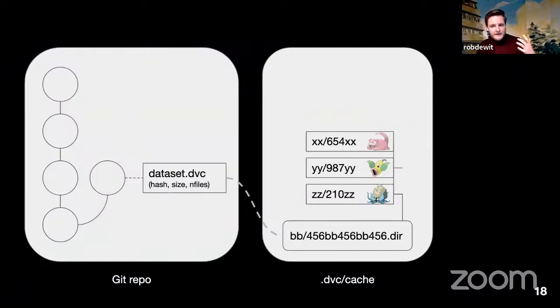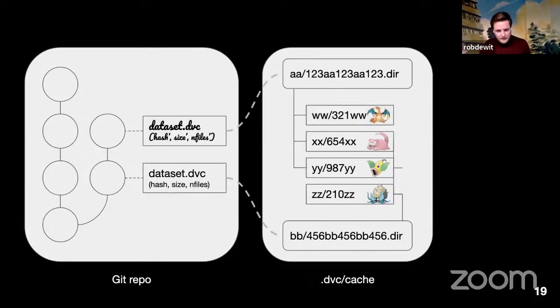So the DVC cache is something that DVC creates. What it does is it structures the image files in there in a certain manner so that DVC can retrieve those image files or any other files that you may have as you need them. So for example, here we have a data set dot DVC, and it points towards this point in the DVC cache, and DVC knows how to resolve that to the proper image files. And this is called reflinking.